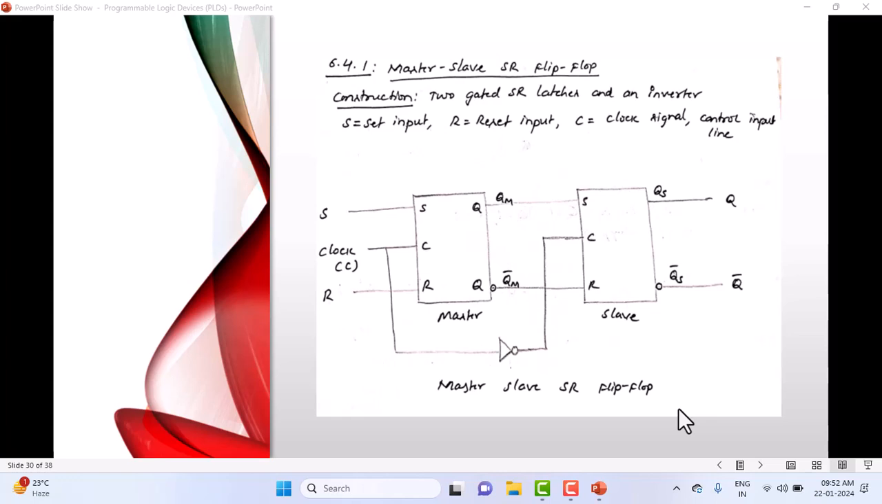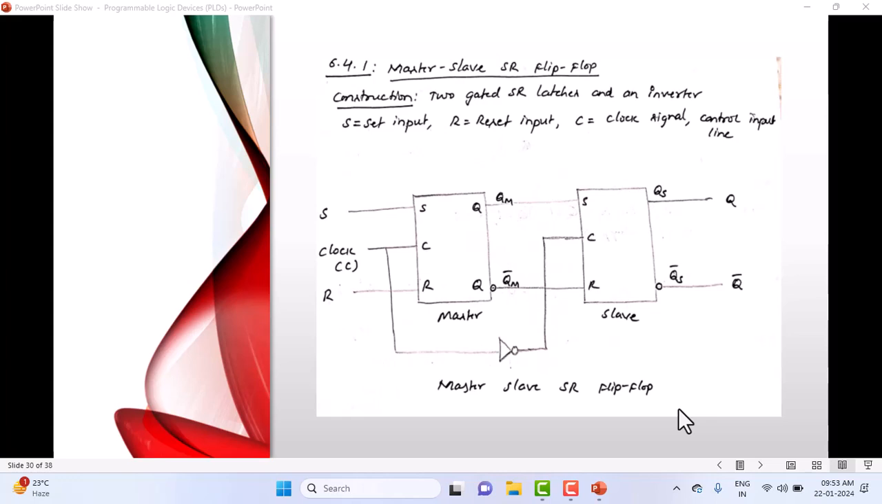Look at your subscripts here. QM is indicated here. It's an output of the master. QM bar, subscript here, QM bar. It's again the complementary output of the master. Similarly, here we have QS, the slave output, normal output. QS bar, complementary output of the slave.